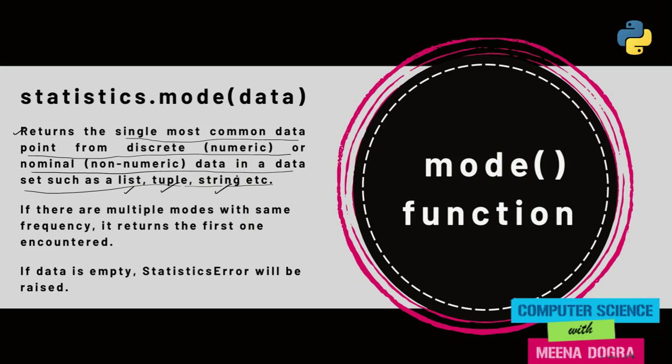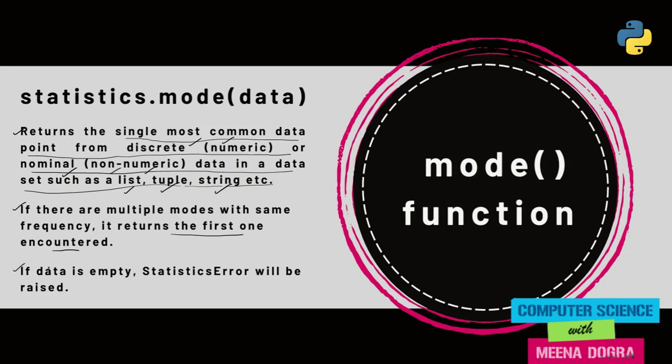I'll be taking up list, tuple, string as an example over here. And now what is different? How is mode different? Because it will allow you to work with discrete data also, which means numeric data, or nominal data also, which is non-numeric data in your data set. Fine. And what happens if you have multiple modes with the same frequency, like the number of times a value is appearing, that is known as its frequency. If there are multiple values that are repeating the same number of times with the same frequency, your mode function will return the first one encountered. Fine, the first one encountered.